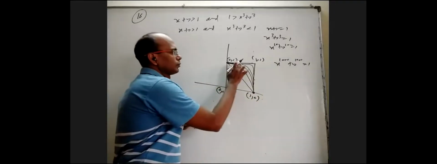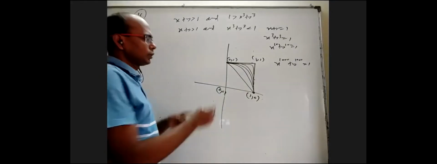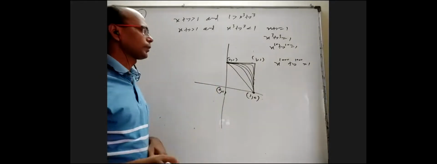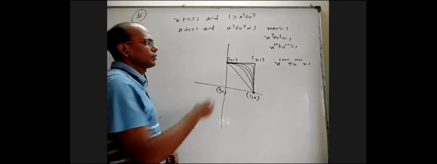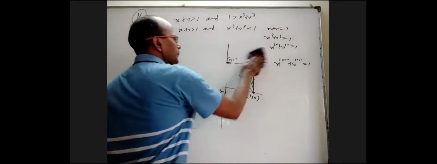Okay? They don't intersect anywhere else. So you have to realize that, okay. So once you understand that, now it is very easy, okay. So let me draw this anyway.